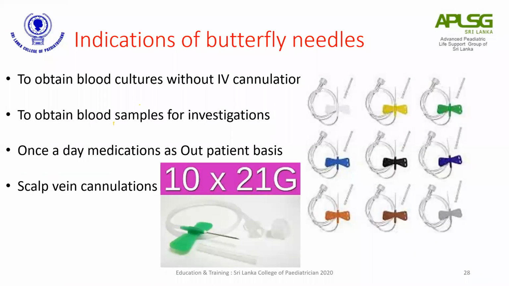A few things about the butterfly needles. As you can see, there are various gauges and various lengths with a color code. What are the instances where you can use the butterfly needles? Maybe to obtain blood culture, especially if you are not inserting a cannula, or to take blood samples for investigations. For once daily medication on an outpatient basis, you can use the scalp cannula. And also, as I told you initially, for scalp vein cannulation.